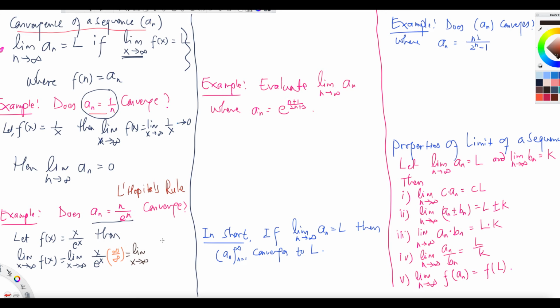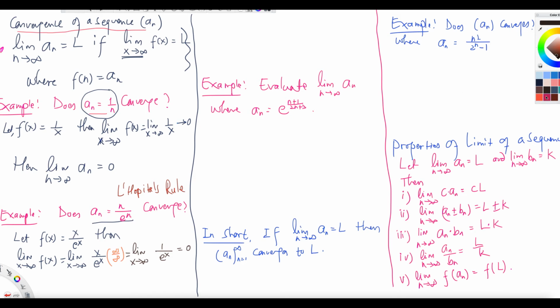You find out the derivative of the numerator. You get 1 over the derivative of the denominator, which is e to the x. Okay, we use the L'Hopital rule one time here. Now let us plug in the limit. What do you get? 1 over e to the infinity. How much is that? That is 0, right? So the limit of this is 0. So the limit of the function is 0.